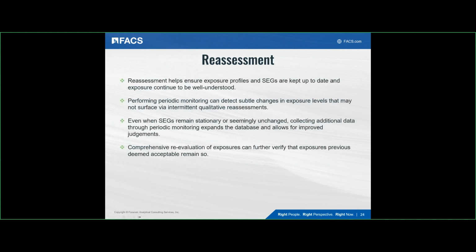So reassessments, right? It's very important to keep your exposure profiles and SEGs up to date and ensure that exposures continue to be very well understood, and having a formalized industrial hygiene program will help you to respond to these changing priorities. Even when your SEGs are seemingly stationary or unchanged, collecting that additional data through periodic monitoring can expand your data set and allow for improved and refined judgments. And comprehensive reevaluation of exposures can further verify that exposures previously deemed acceptable remain as such.